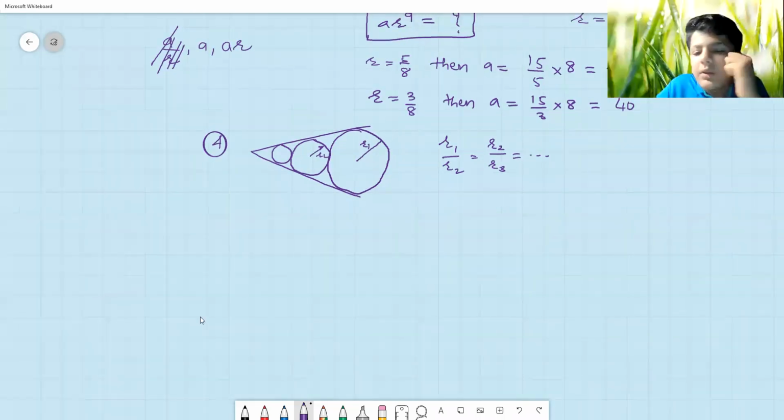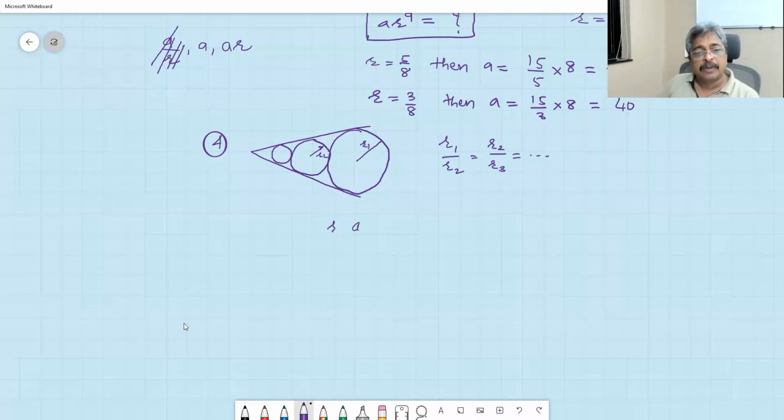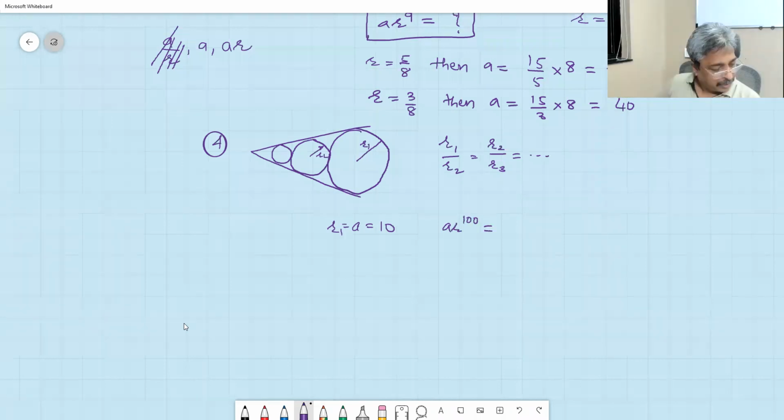Sir, I think it would be nearly 0. As R1 tends to 0, I am getting the first term as 10, which is equal to 10 multiplied by R raised to 0. So A R raised to 100 is given to be equal to 1. Okay, 10 into R raised to 100 is equal to 1.